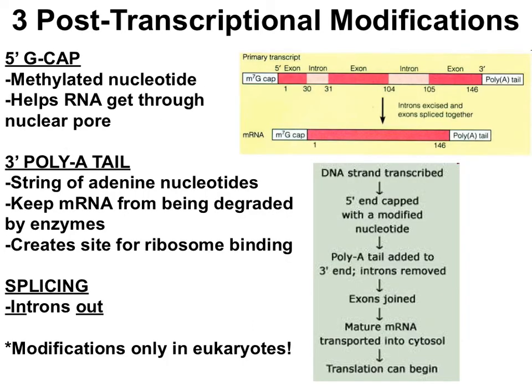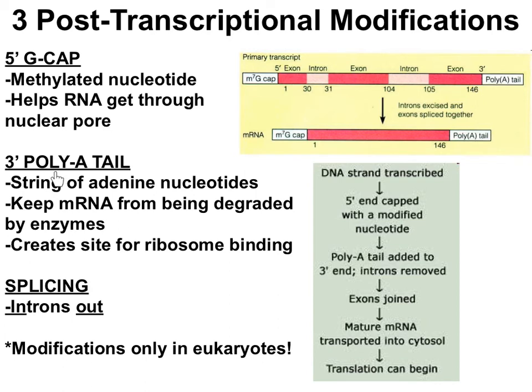The 3 modifications are that the pre-RNA must have a cap put on it, must have a tail put on, and must be spliced. First is the 5' G cap. The cap is put on the 5' end of the pre-RNA, and it's called a G cap because the cap is just a long stretch of modified methylated guanine nucleotides. The purpose of the 5' G cap is to help the RNA get through the nuclear pore and out to the ribosome.